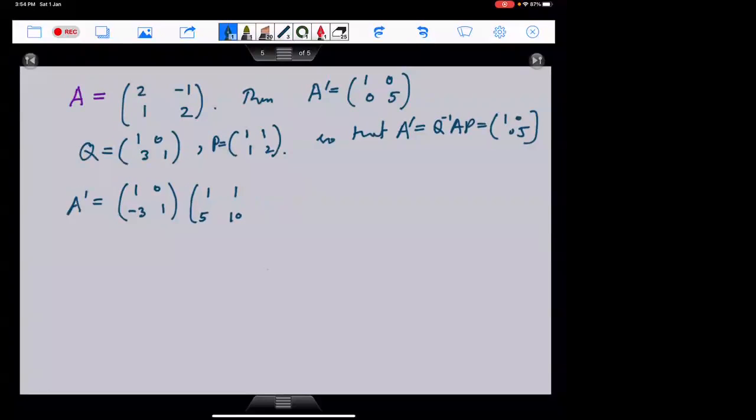Which one is wrong? The product Q inverse, A, P. I perhaps multiplied with a wrong matrix. Yes, I have to multiply A with P, not A prime with P. So (2, -1; 1, 2) times P, and then I get (1, 0; 0, 5). Now it is 5.